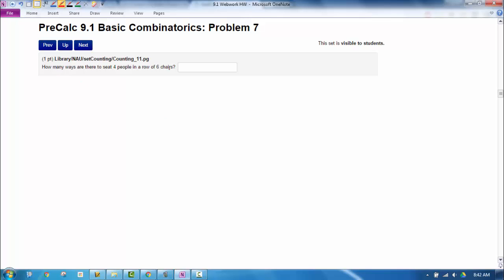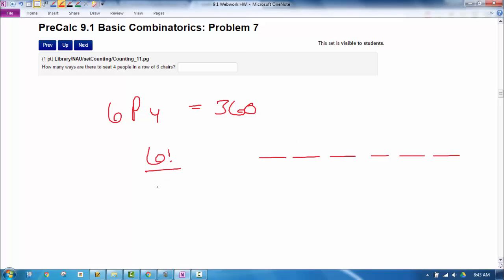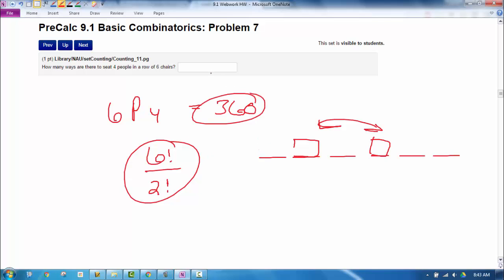Next problem says how many ways there are to seat 4 people in a row of 6 chairs. That's 6P4. We're choosing 4 people from 6 different spots, basically because the 2 empty chairs are interchangeable. Another way to look at this is that there's 6 factorial because you're choosing 6 spots, including someone not sitting there is still a choice, but you have to divide out 2 factorial, or just 2, because you have to divide out the empty seats wherever they end up being. So that's empty and that's empty. Those are interchangeable and so they're non-distinguishable. So we'd have to divide those out using our distinguishable permutation formula. Either way, you get 360.